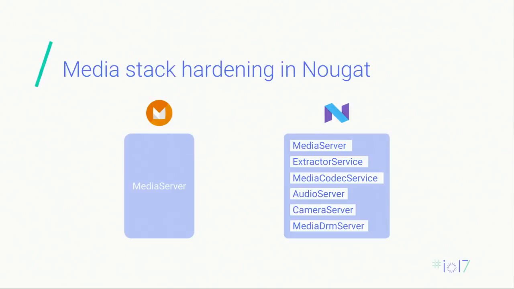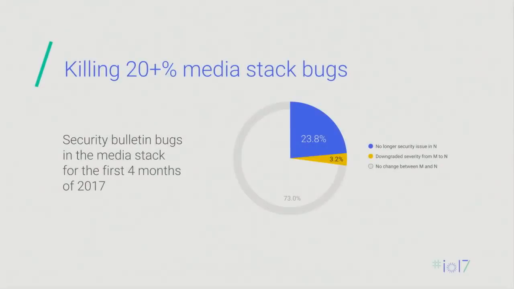We also integrated integer overflow sanitization into the media server, where we're able to detect memory corruption that results from integer overflows. This helped us find a lot more bugs earlier in the development process and limited the severity of any bugs that occur at runtime. So how did we do there? We looked into the Android Security Bulletin bugs from the first 4 months of this year. And we see that of all media stack bugs that affected Android Marshmallow, more than 20% of them are no longer security issues in Android N. And a few more bugs on top of that were downgraded in severity from Marshmallow to N.